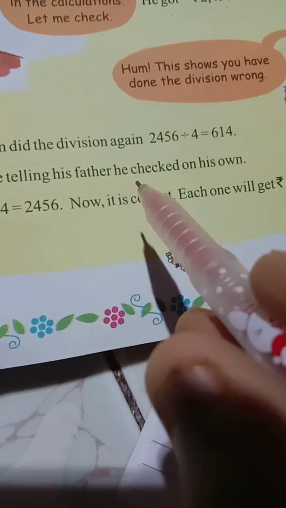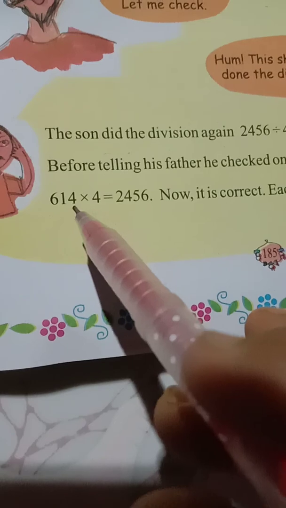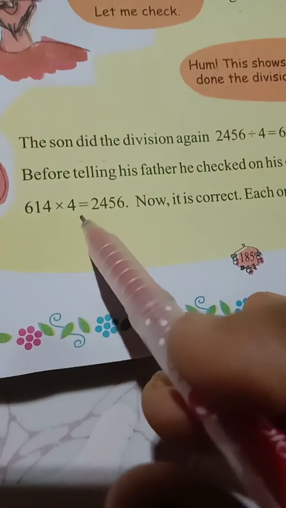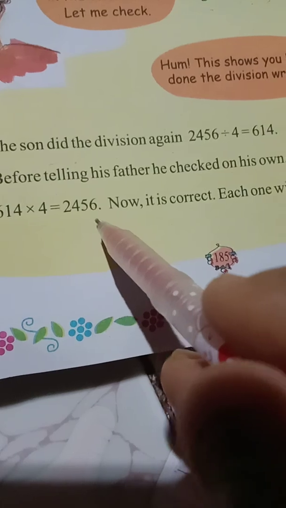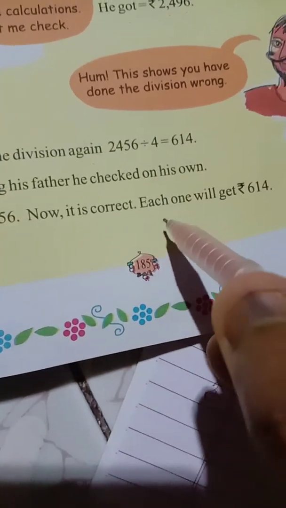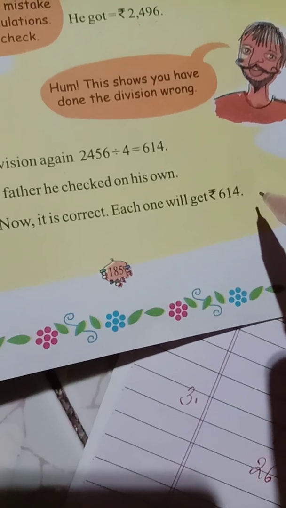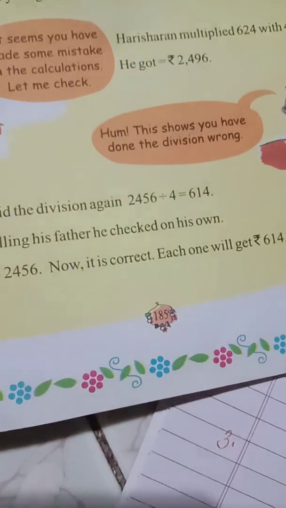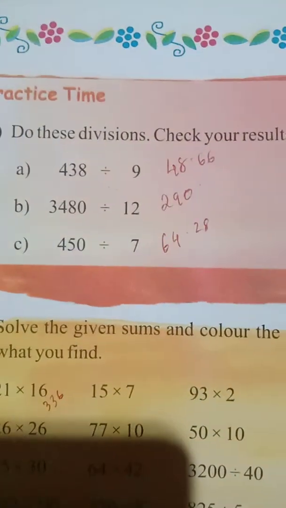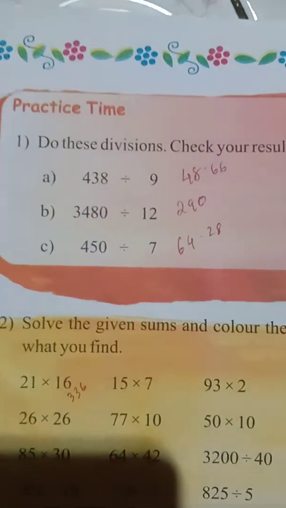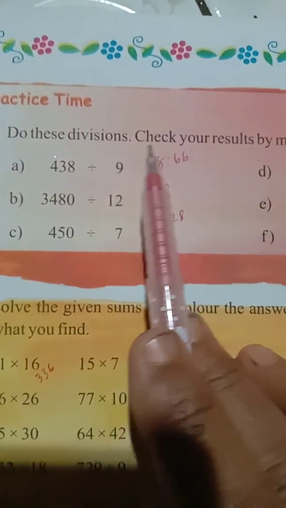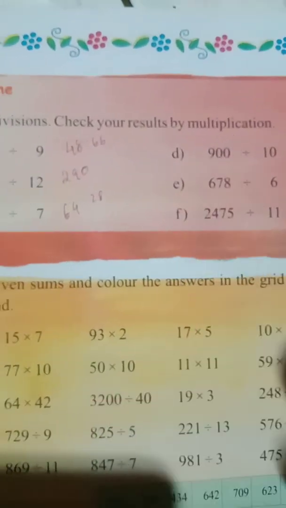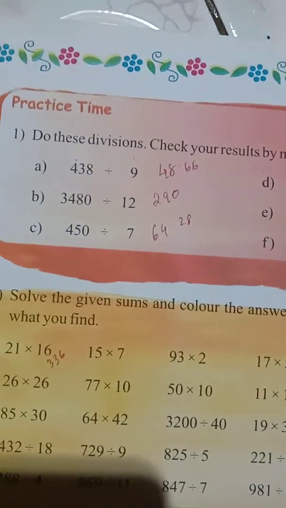Before telling his father, he checked on his own. 614 multiplied by 4, he got 2456. Now it is correct. Each one will get rupees 614. Come for the next. That is practice time. Do these divisions. Check your result by multiplication. Right over here, practice time.